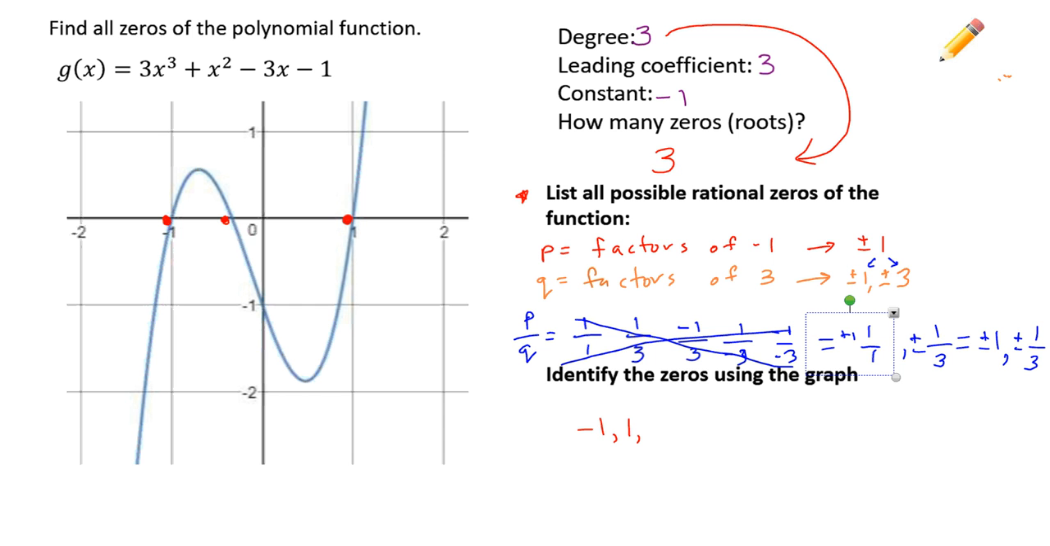Plus or minus 1, we got those already. Now for our third zero, our choice is either +1/3 or -1/3. Looks to me like that's probably -1/3. It's not +1/3, because that would be on the right side. So in this case, we could get all the zeros, not just from the graph. We had to list out the possibilities to find that third one that we weren't quite sure about.